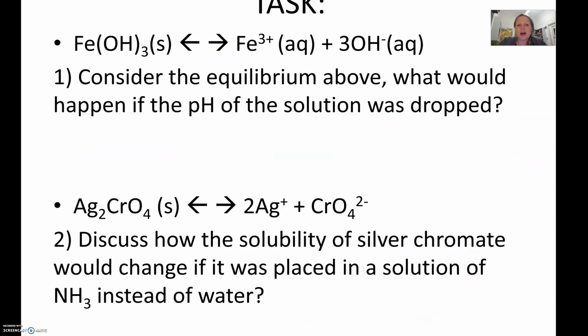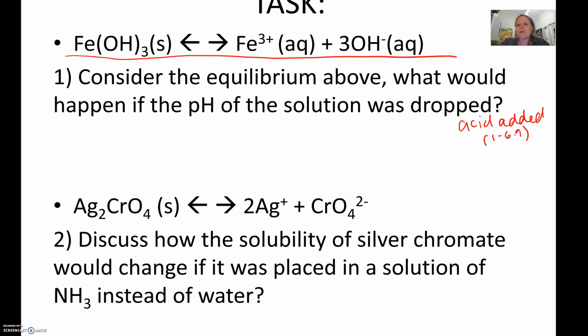Here's a task to see if we've understood what we've been going over. We've got this equilibrium up here, and straight away you can see that it contains basic particles. It says what would happen if the pH of the solution was dropped. When they say the pH of the solution was dropped, they mean that an acid has been added, because acids have a low pH between 1 and 6.9, and bases have a high pH from 7.1 to 14 at room temperature.